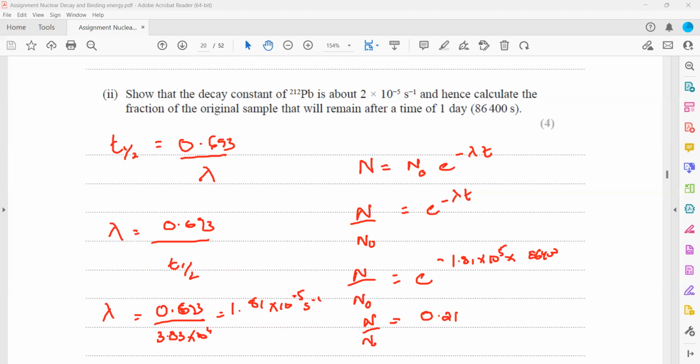When we simplify this, N over N naught is 0.21. So N equals 0.21 N naught. This fraction will be left radioactive after 1 day. As I mentioned, the question is to show the decay constant and hence calculate the fraction of the original sample that will remain, like what fraction will be radioactive. So it will be 0.21 of N naught, or we can also convert it into a percentage. Is this question clear?